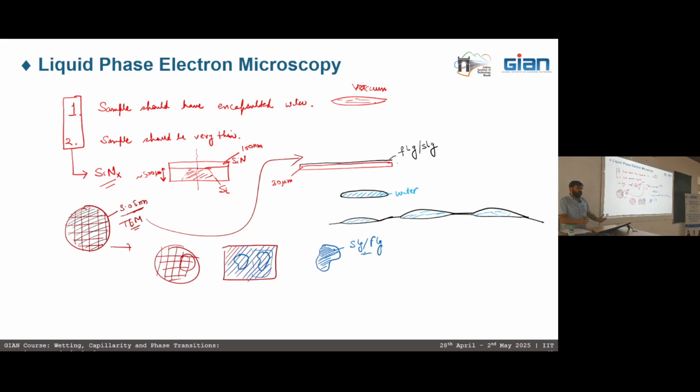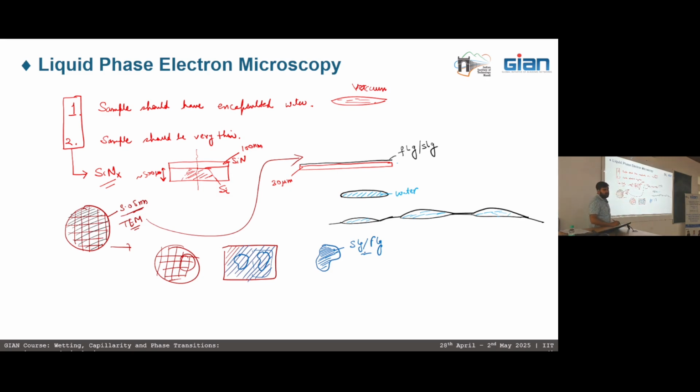And after that, the method is very simple. What you need to do is put a droplet of the solution which you want to observe. It can be a liquid, it can be water, it can be any salts. If you want to see any reactions which happen due to electron beams or free electrons, you can also put that here. And then once you prepare these two grids, you just sandwich them. You just put this grid on top of this grid.